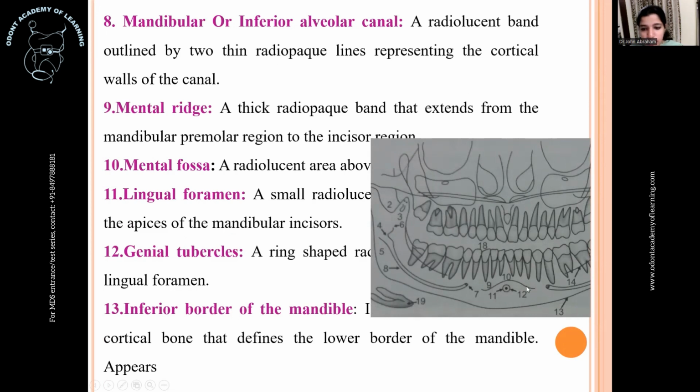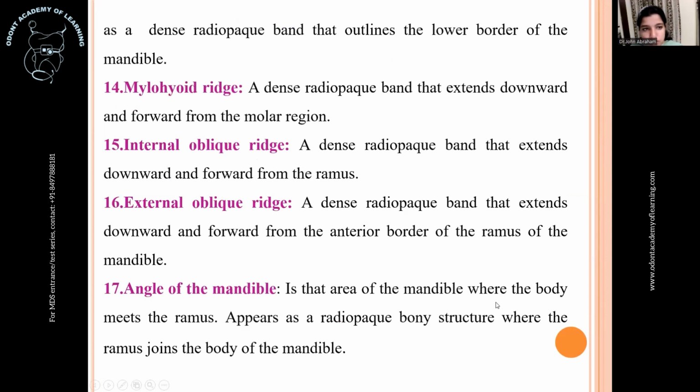Then you can see your mental fossa in between the radiolucency. You can see the mental fossa as a radiolucency in between your premolar, in the mandibular central incisor region. Then you have your lingual foramen just below that, which is surrounded by your genial tubercles, the foramen being radiolucent and the genial tubercles being radiopaque. Then the last one is the inferior border of your mandible, the lower border of your mandible, that is being seen.